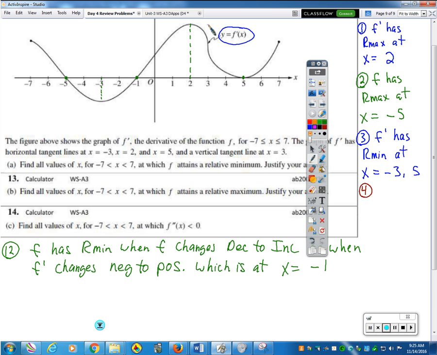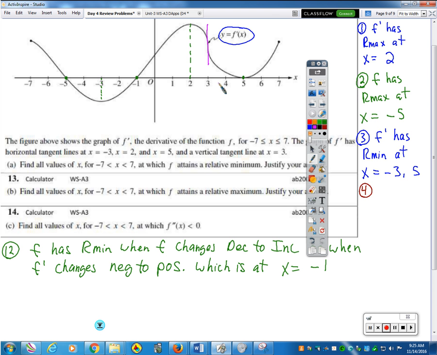Look here at 3, please. Notice something interesting. At x equals 3, look up. Okay, at x equals 3, the tangent slope of f prime is undefined because that's a vertical tangent.